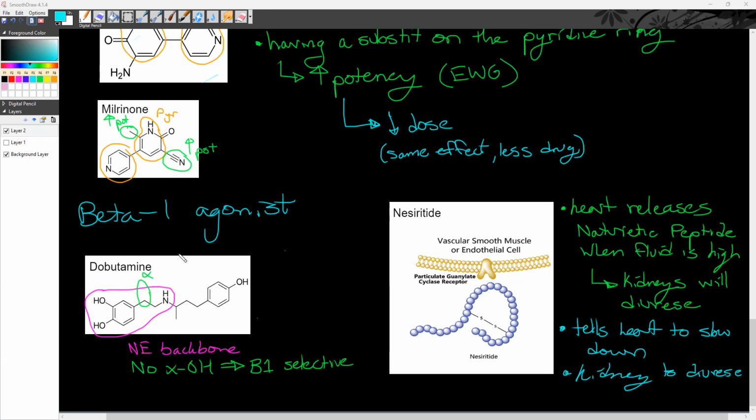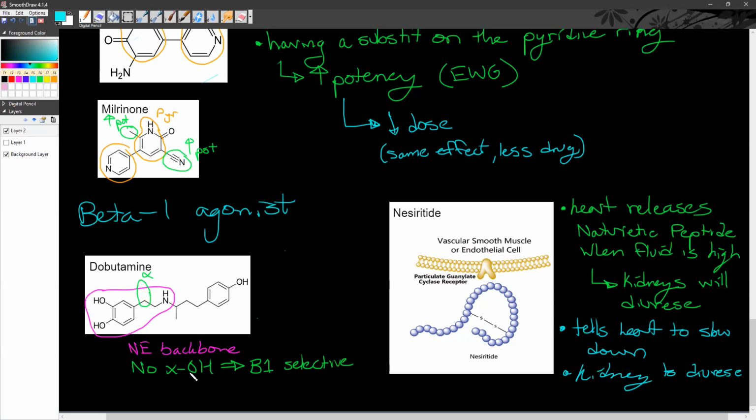That being said, because it mimics norepi so closely, dobutamine has a really short half-life. And that was something that we went over, I think, in exam 2. So just bear in mind that dobutamine is given IV because we want to use it quickly, but also because it is metabolized so quickly. And then nesiritide, because it's a recombinant protein, it can only be given IV.